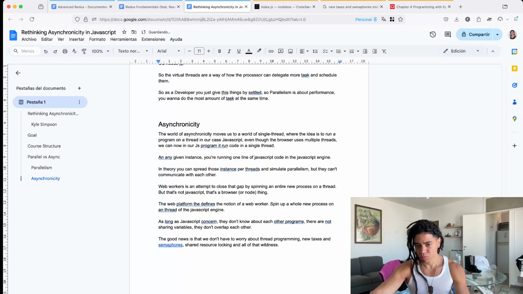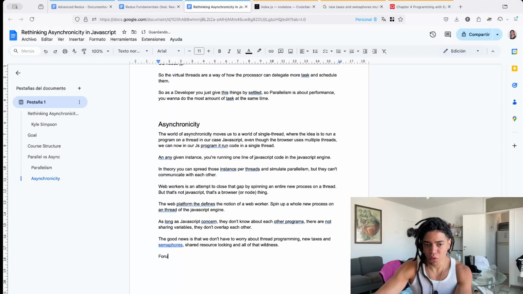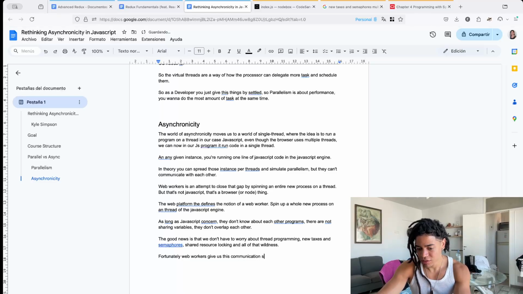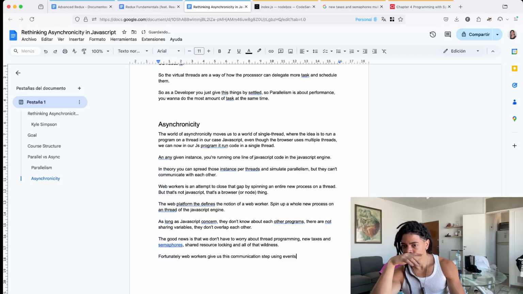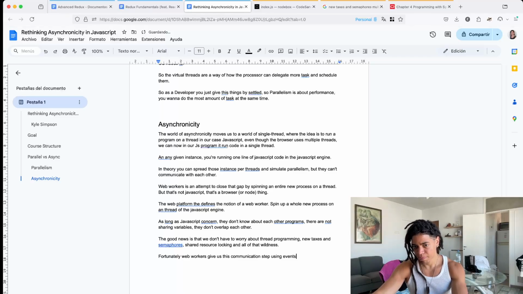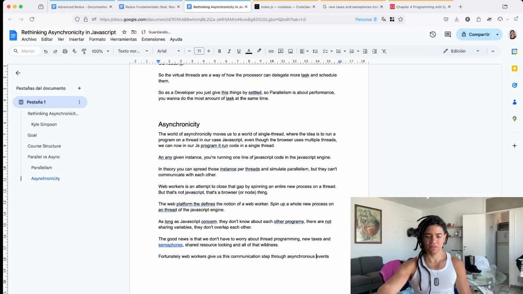Now, web workers, fortunately, do give us a communication path through asynchronous events. Fortunately, web workers give us this communication step using events.